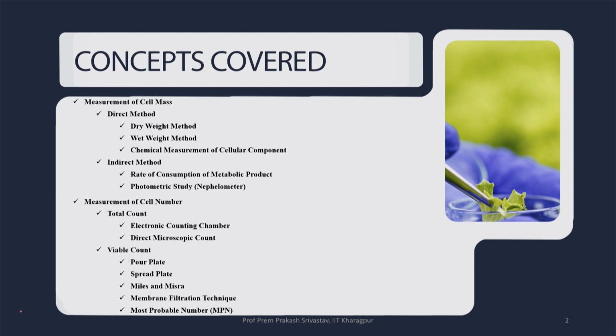photoelectric study, that is nephelometer, and measurement of cell number, that is the total count. Total count we will be measuring by electronic counting chamber and direct microscopic count, and viable count by pour plate, spread plate, Miles and Misra method, membrane filtration technique, and most probable number, that is MPN.